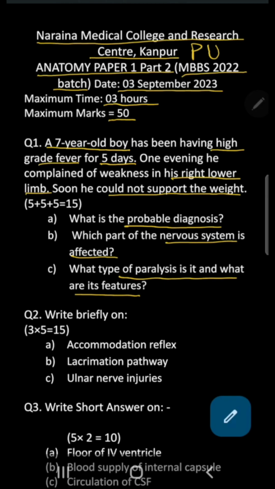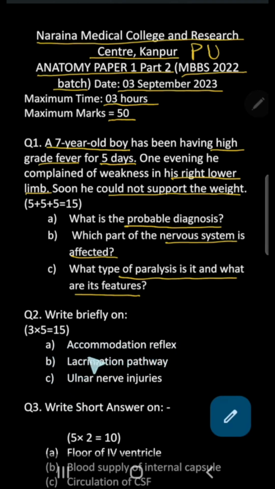So it's a precise question. You just have to write according to whatever has been asked. You don't have to write much in this question. So that's why I keep saying that in clinical questions you can score good marks. Next, question number 2 is 3 questions of 5 marks each, that makes 15 marks.